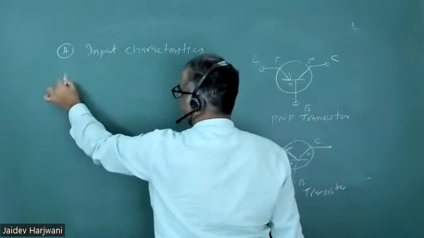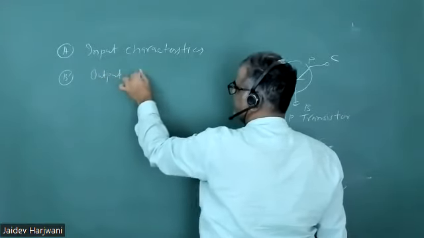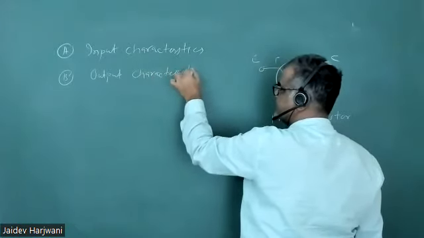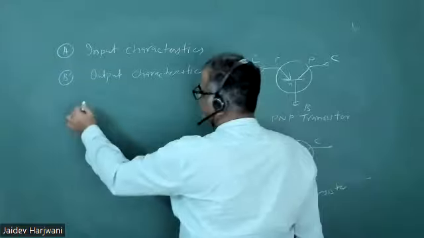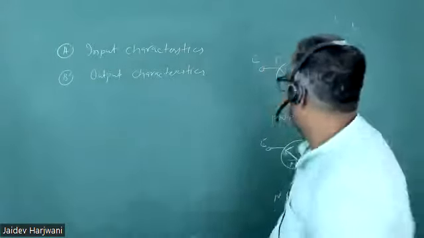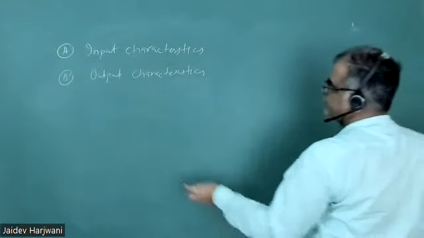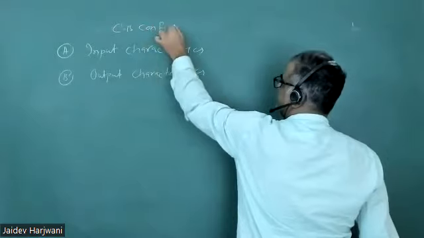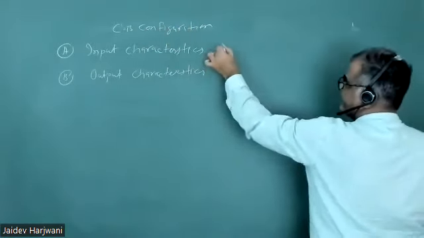And the second is called your output characteristics. Okay. What are input characteristics? In input characteristics, you will plot a graph between input voltage and input current. Okay. So I'm using this common base configuration. Okay. So this is the graph of input.